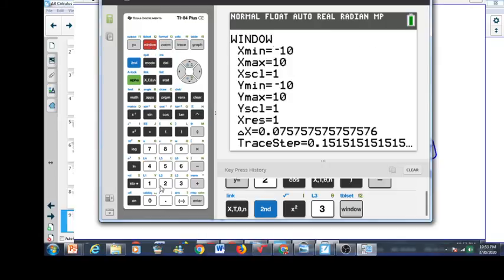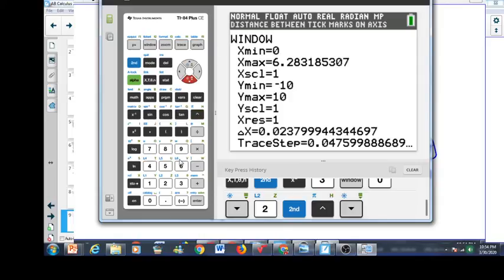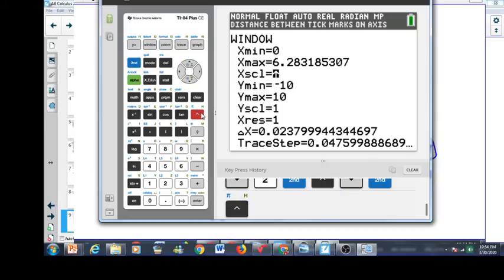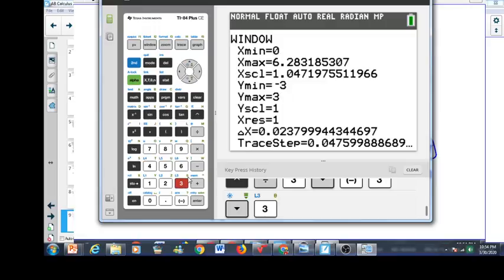We'll set a window. We'll start from 0 and go to 2 pi, right? That way we're going to see everything. For the X scale, we're going to put pi over 3, because we'll be able to see that. And for y minimum and maximum, I'm going to put -3 and positive 3. You should be able to see everything here.